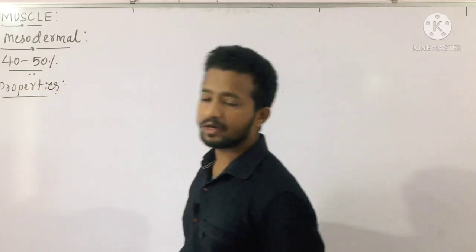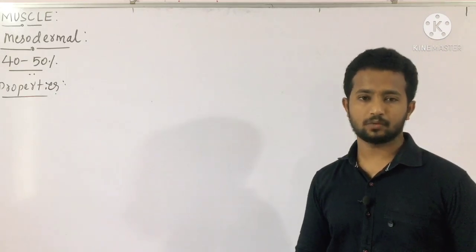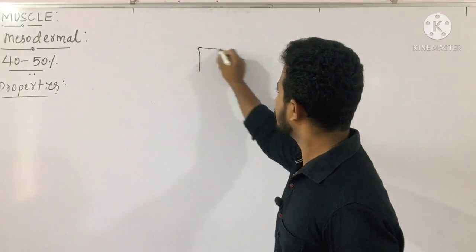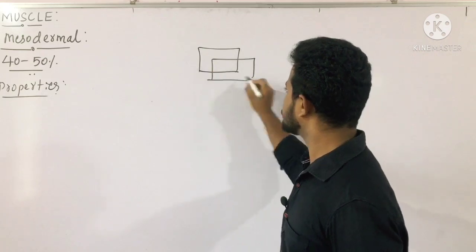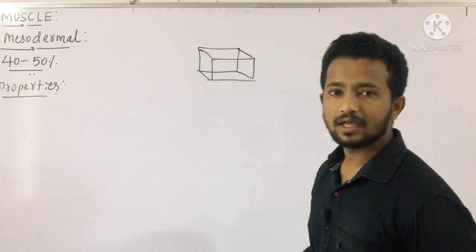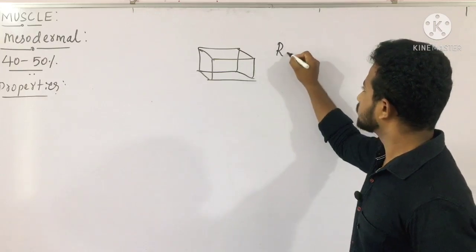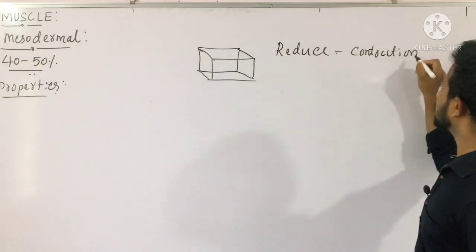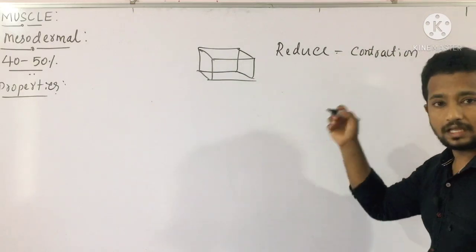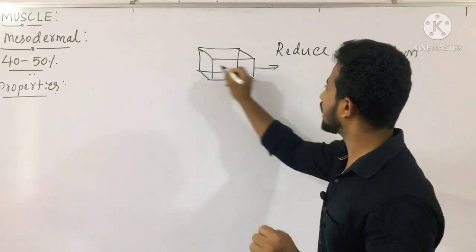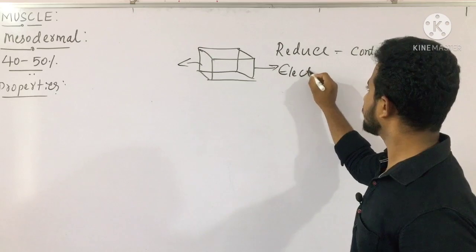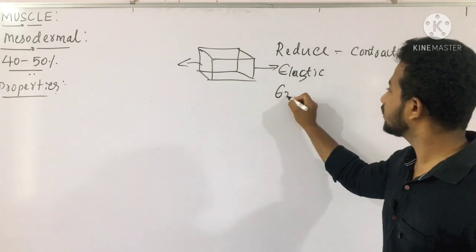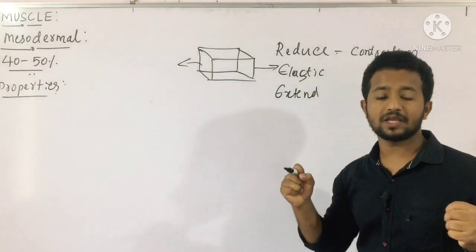Generally, we know about different properties of these muscle fibers. Let me give you a hint of how they are present. Consider this a piece of muscle. We can reduce its size by contraction, right? We can also make it elastic, stretching it this way and that. In the same way, we can extend it; when we stretch it a little, it expands.